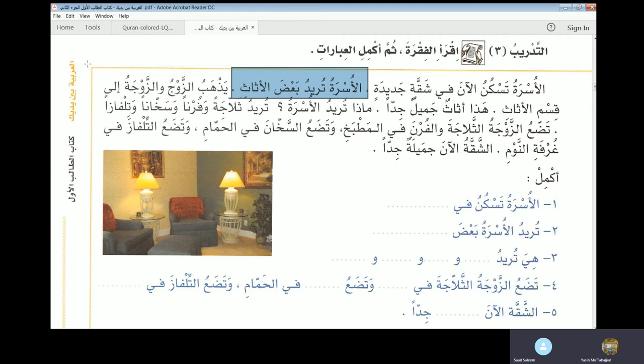ba'da, after three, ba'da means some furniture. The family wants some furniture. No, I don't know why I was thinking that. It's three. Okay. The family wants some furniture.